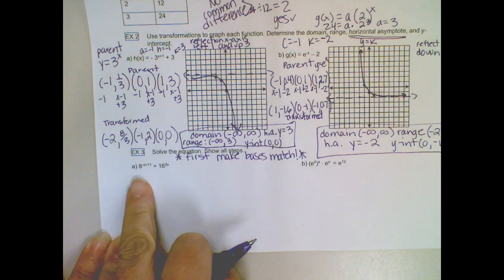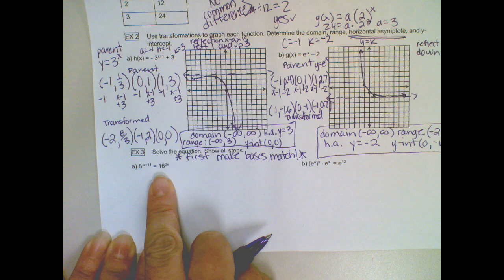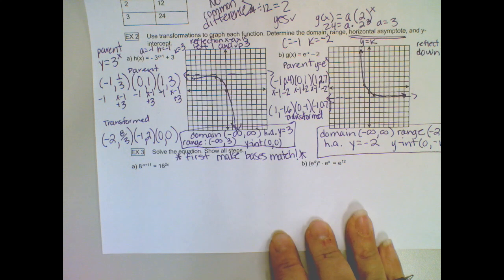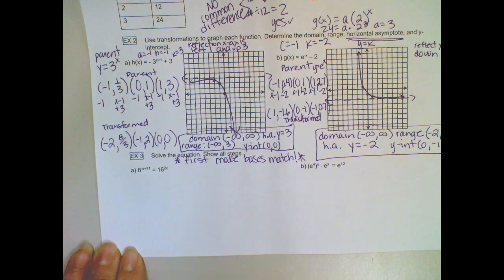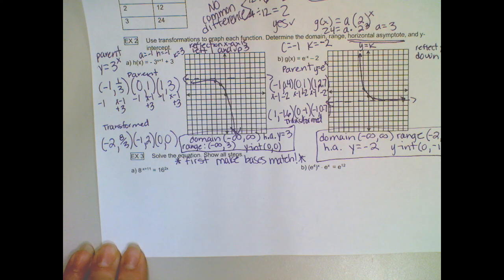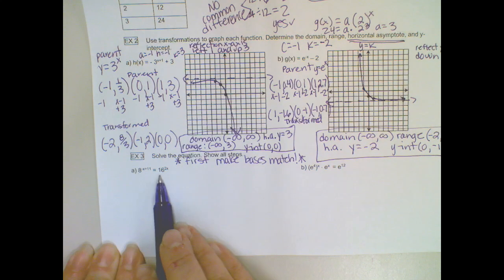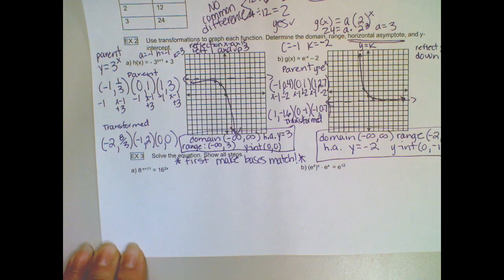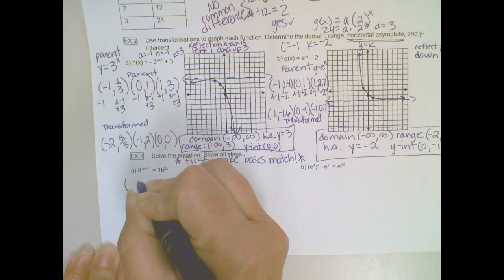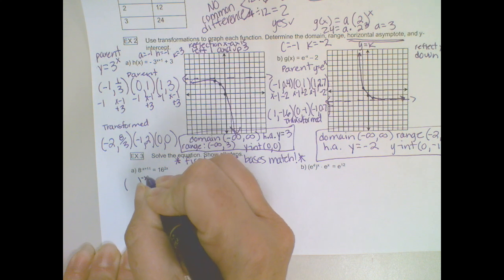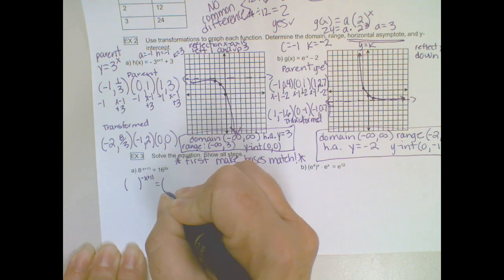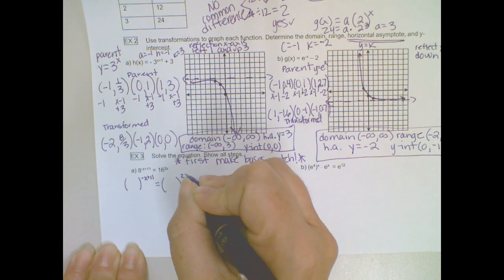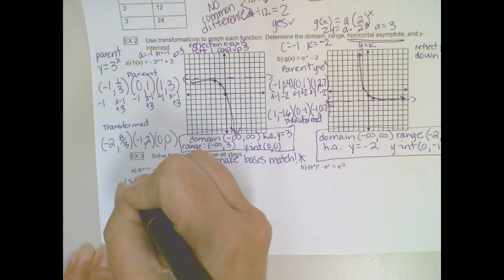So, I've got a base of 8 and a base of 16. 16 is not a power of 8. So I can't make it base 8. I need to change them to a smaller number that they are both exponents of. So if you need to check things on your calculator and you don't just know, that's fine. But 8 and 16 are both powers of 2. So I need to rewrite 8 and rewrite 16 as a power of 2. So 8 is 2 to the third power.